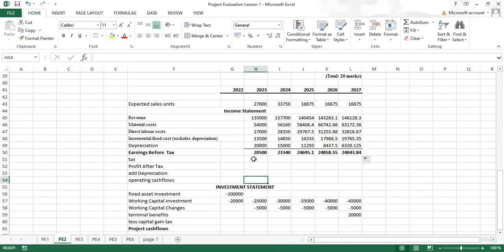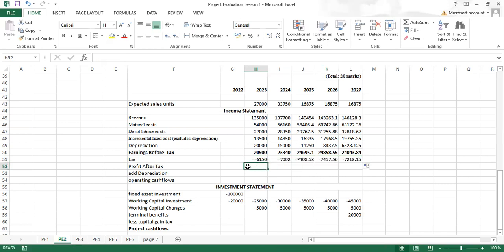You come to tax, equals. We were told our tax was 30%, 0.3. Let me do this point, minus 0.3, so that it comes out negative, to make my work very simple.